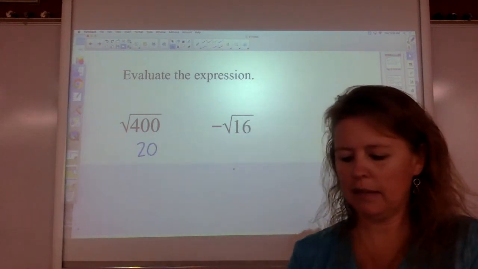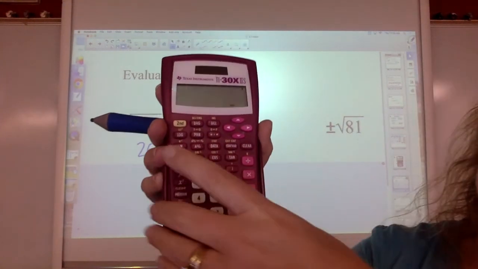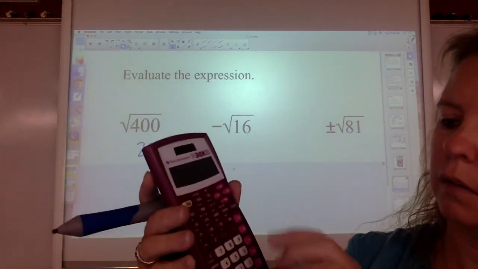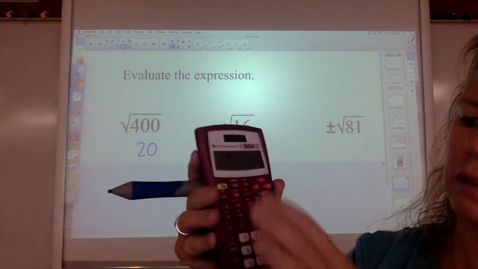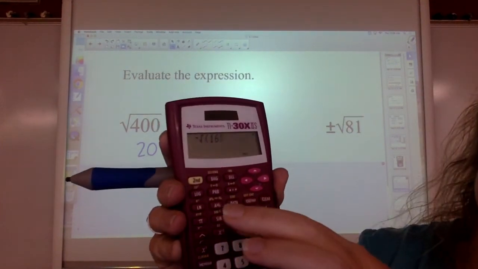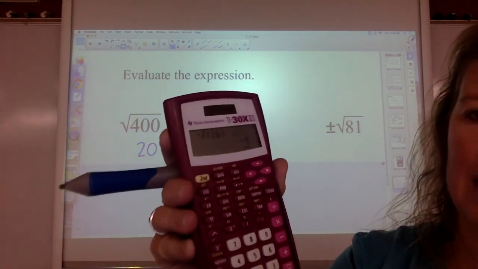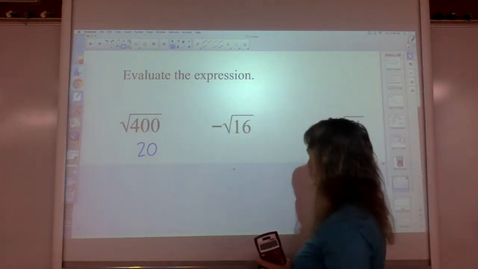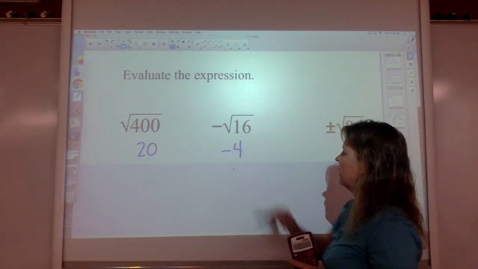Negative square root of 16. Remember, your negative is down here. Negative, then go ahead and hit your square root button. Oops, I didn't get a negative in there. Negative square root of 16. Finish with a parenthesis, because we're going to need it later. Again, it's a great habit. And you get negative 4, because this is the opposite of the square root of 16. The square root of 16 is 4. We need the opposite of it.